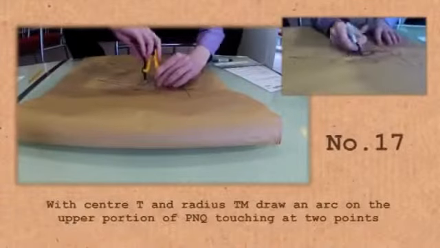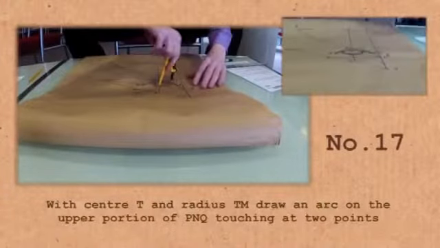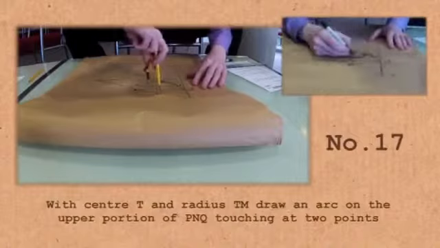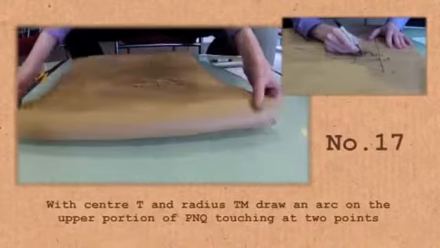This is what mathematics was like in ancient times. This is what it was like to the Greeks. All Greek mathematics was like this and written down like this. 17. With centre T and radius TM, draw an arc on the upper portion of PNQ, touching at 2 points.